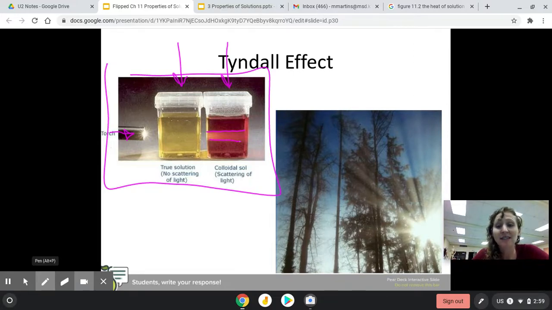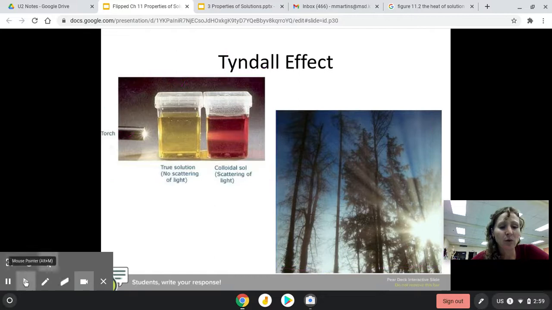You may have seen the Tyndall effect outside too, if you've ever seen a beam of light coming through the window in your house or trees in a forest. That's the Tyndall effect. There's something in the air. There are particles in the air that are big enough to scatter the light, and so you see the beams of light that are coming through and being scattered by those particles.